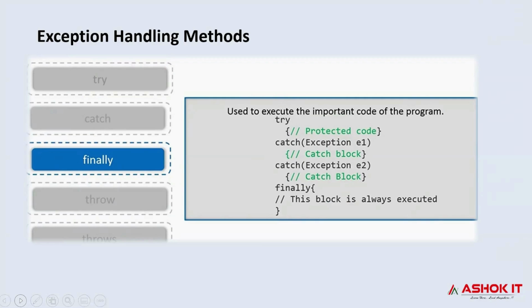Now we'll see finally. Finally is a block that is used to execute important code such as closing connections, streams, etc. No matter whether the exception is handled or not, the finally block will always be executed. So in the previous example, you saw that after declaring a try block, you must use a catch block to maintain the normal flow. But while using a finally block, the catch block is not required. So now let's see how.